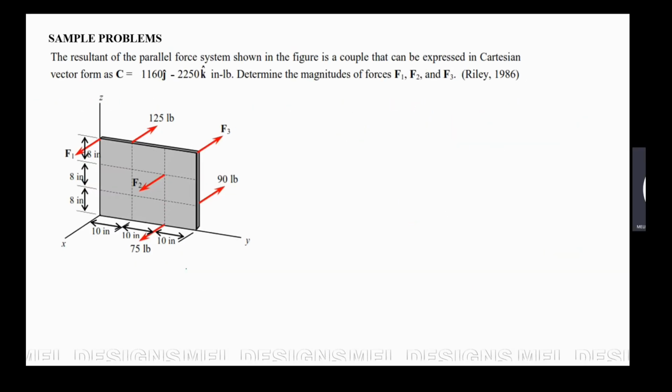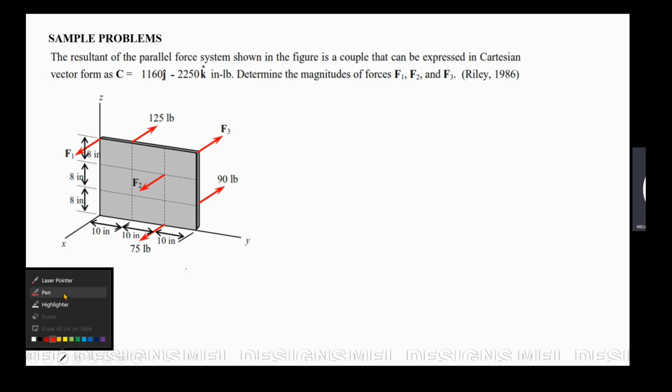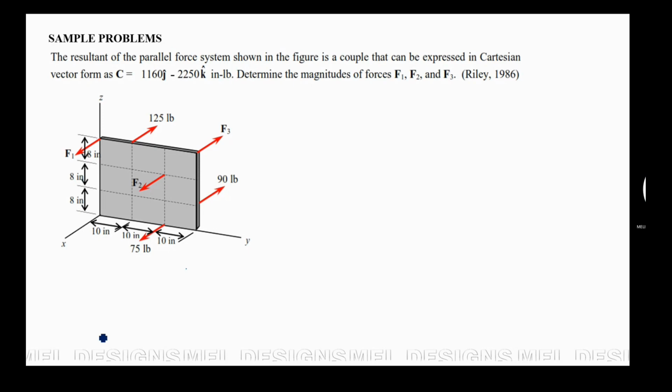Number 1, the resultant of the parallel force system shown in the figure is a couple that can be expressed in Cartesian vector form as C is equal to 1160j minus 2250k inch-pounds. Determine the magnitudes of forces F1, F2, and F3. Okay. So makikita natin dito sa figure that all the forces are acting in the X direction. So we have here 6 forces, and all of these 6 forces are acting in the X direction.